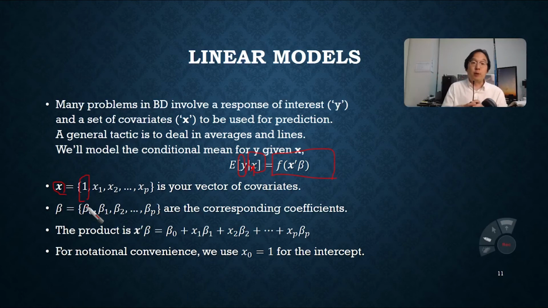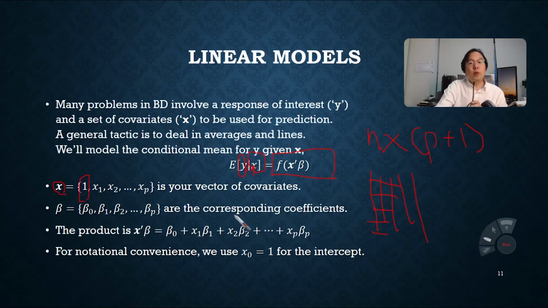Don't get confused. So it's going to be an n by p plus 1 matrix, right? N rows and p plus 1 columns. So the first column will be 1, second column x1, third column x2, all the way down to the p plus 1th column, which is x sub p, right?